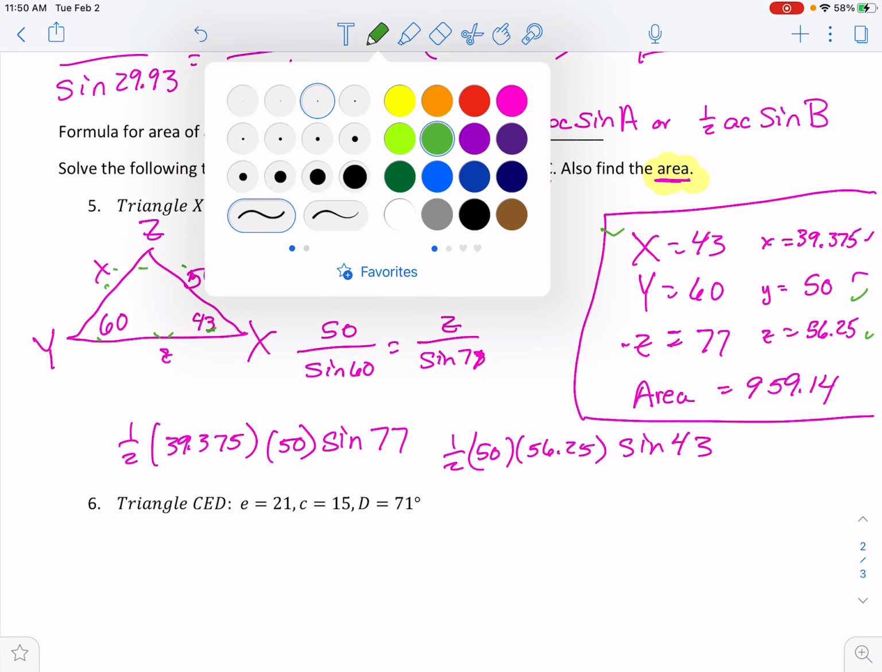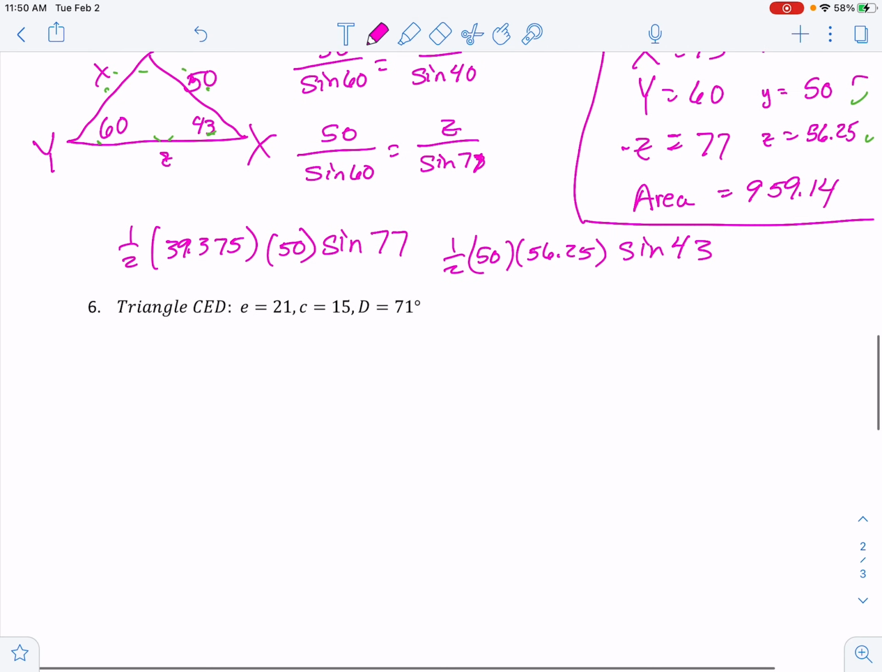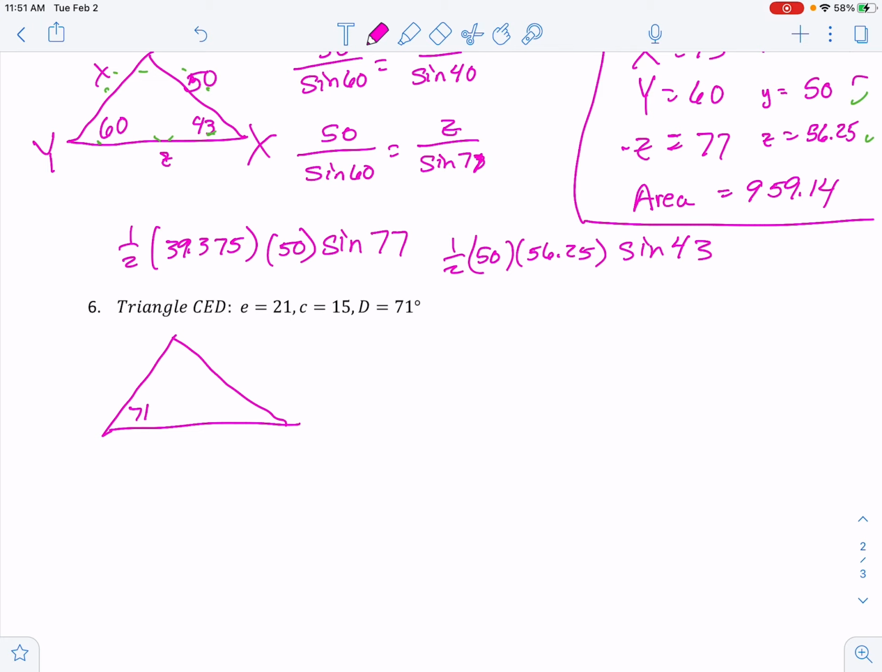All right? Let's do one more. Angle 71, so this is 71, that's D. This is 21, it's longer, so this is E. This is 15, so that's C. And this is little d. I have side angle side. I've got to use the law of cosines.